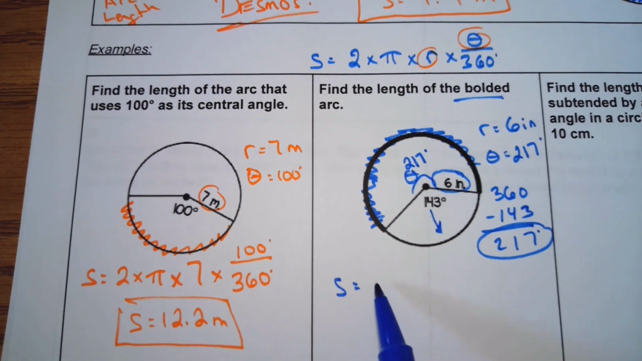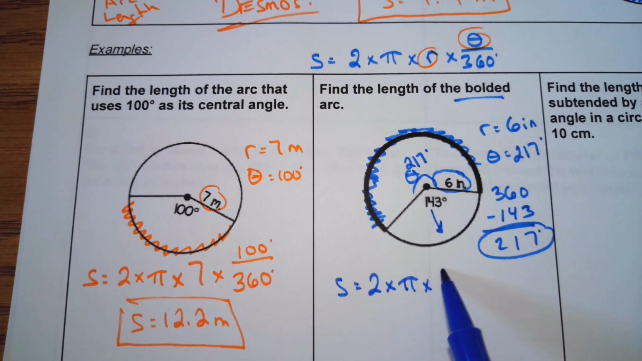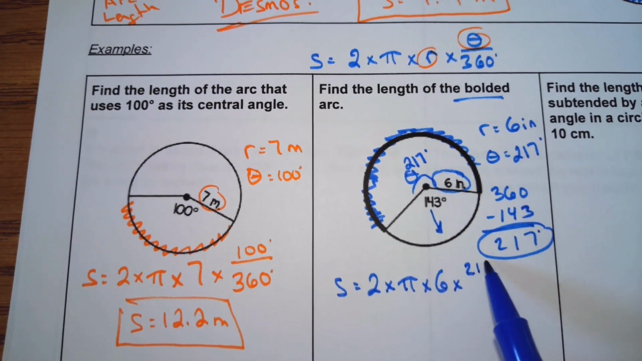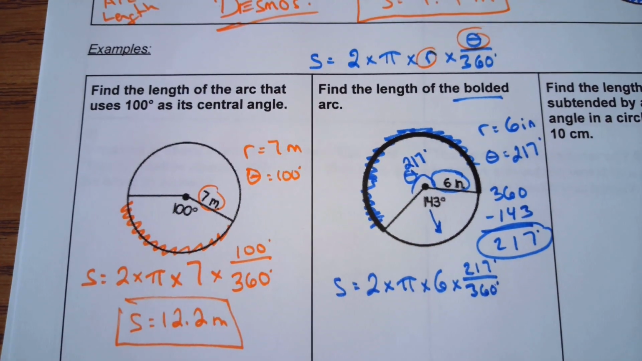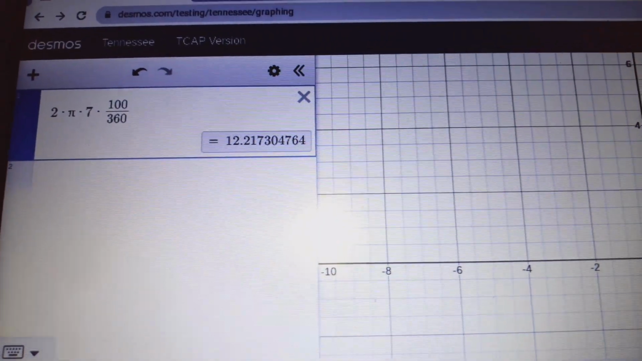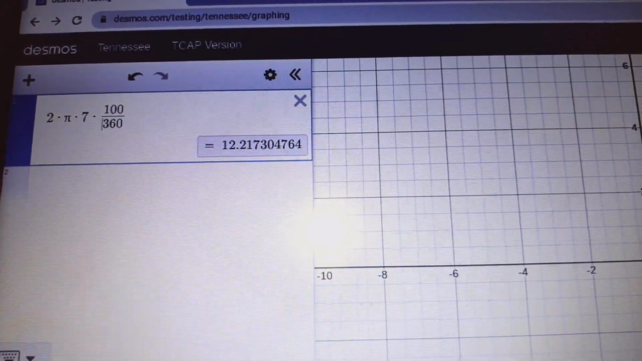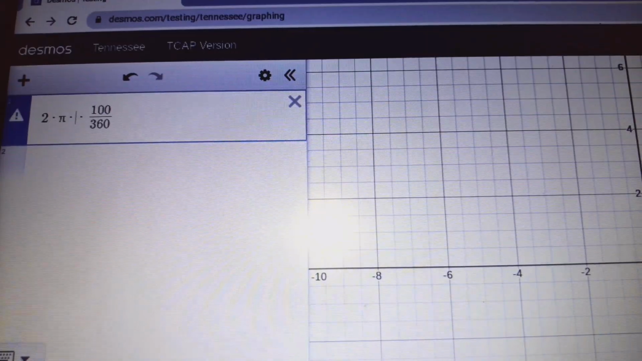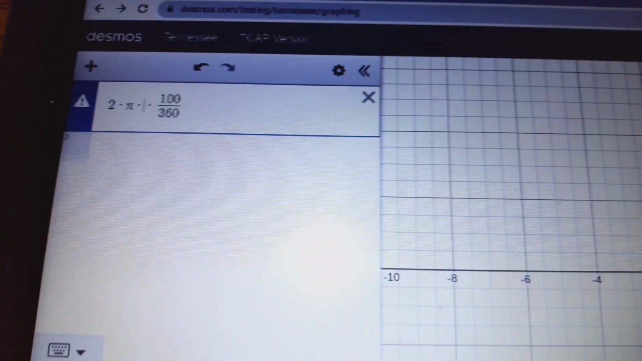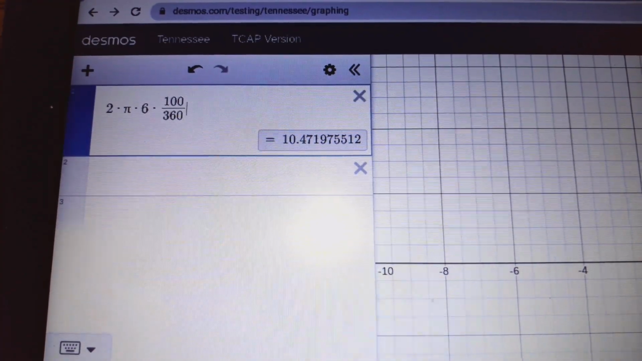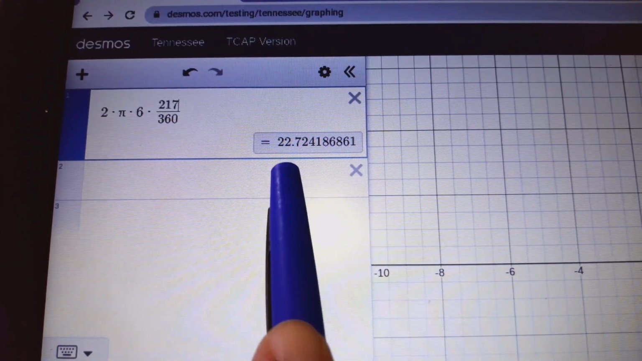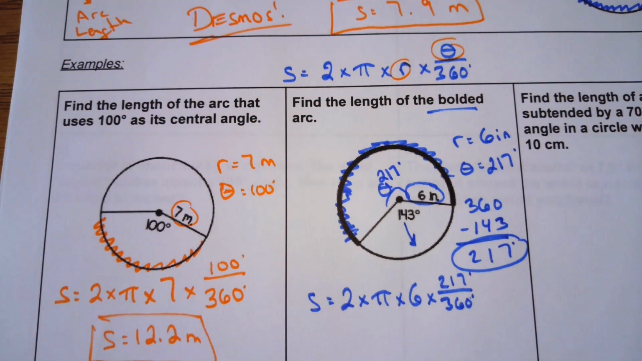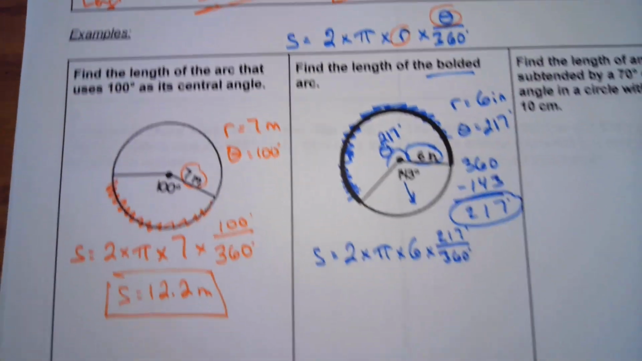So arc length is equal to 2 times pi times the radius, which is 6, times 217 over 360. So calculator, once again, I'm actually just going to go over here and do this. So we know it's going to say 2 pi, and then the radius was 6, so times 6. And then I don't want 100, I want 217. And this time I get 22.7. So 22.7 inches.